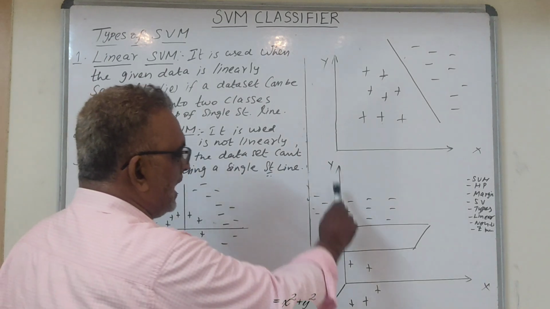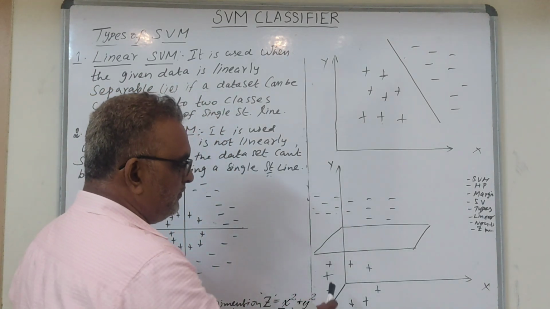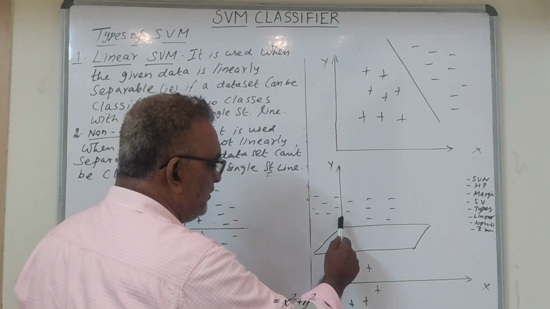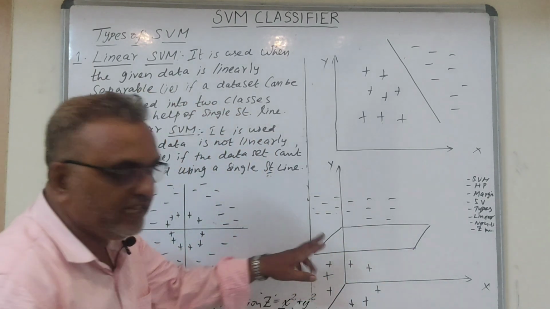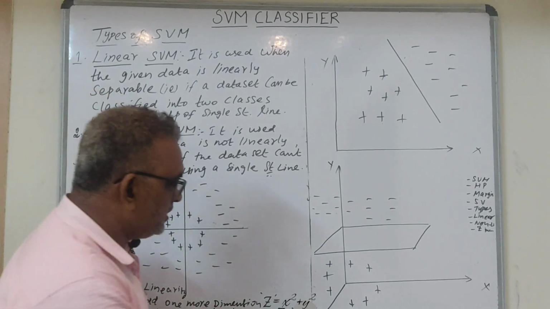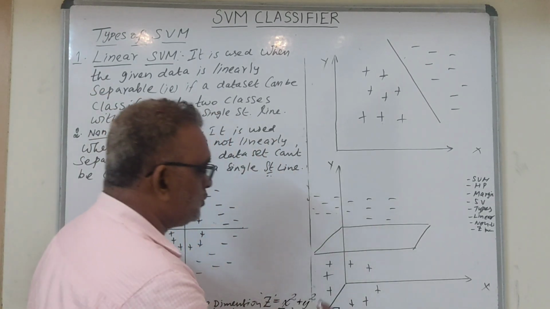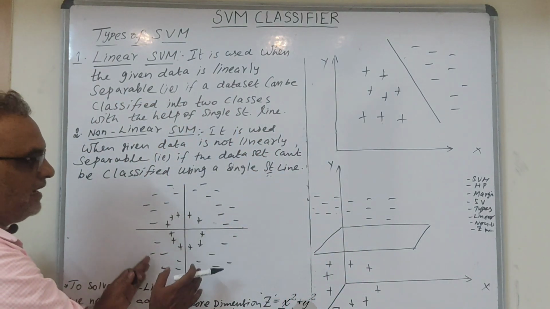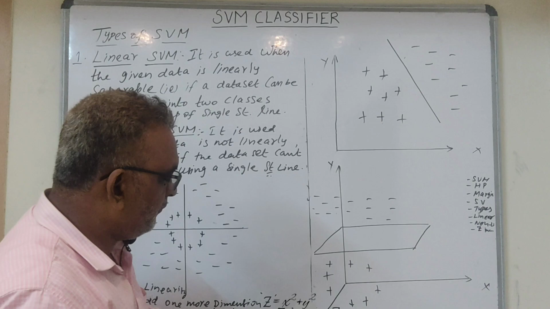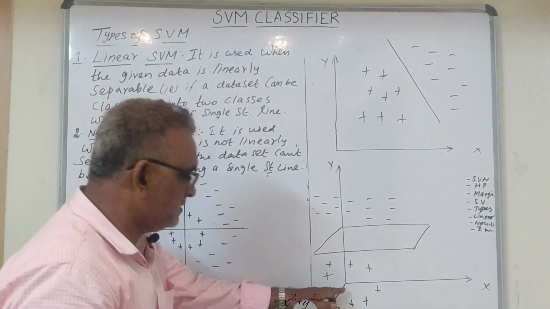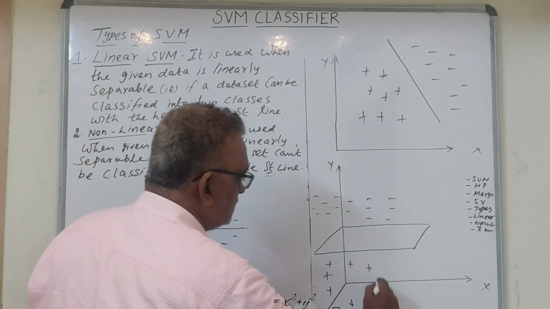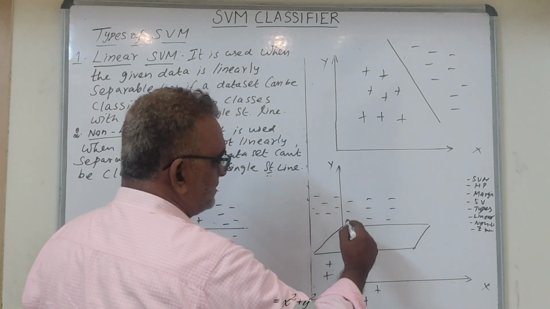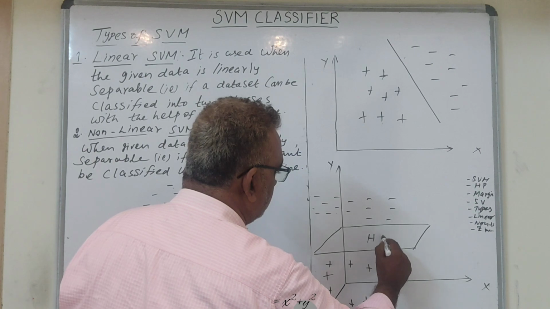As a result, we will have a graph like this, in which we can see that all the plus are separated from minus with the help of this 3D plane. This is the z axis. Already we had the x and y axis. This is non-linear data. The problem can be solved with the help of introducing one more axis, that is z. With the help of this, the plus symbols are separated from the minus with the help of this hyperplane.